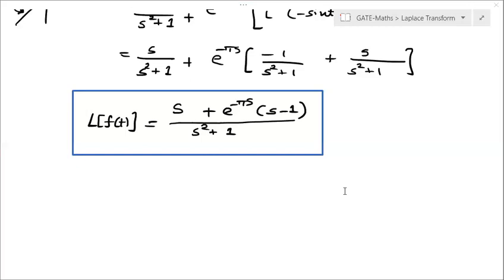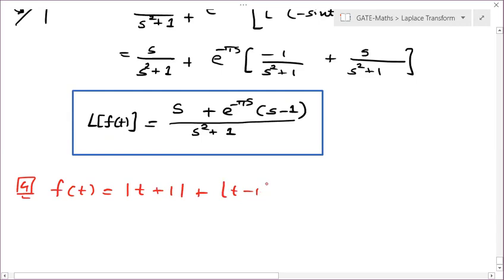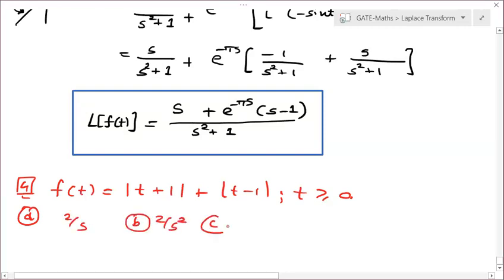So fourth question, I'm giving you this question. You can try this question from home. F of t is equal to mod t plus 1 plus mod t minus 1, t greater than or equal to 0. I will give you a hint as well. Here your 4 options are: option A 2 by s, option B 2 by s square, option C e to the power minus s 2 by s square plus 1 upon s, and option D none.